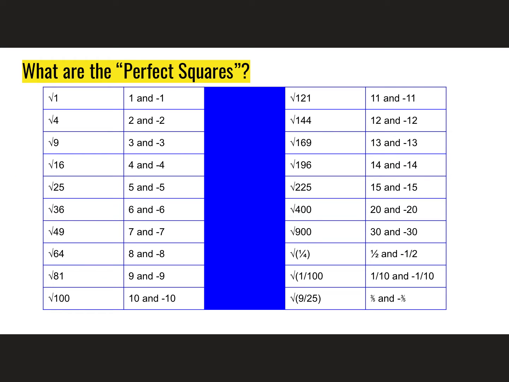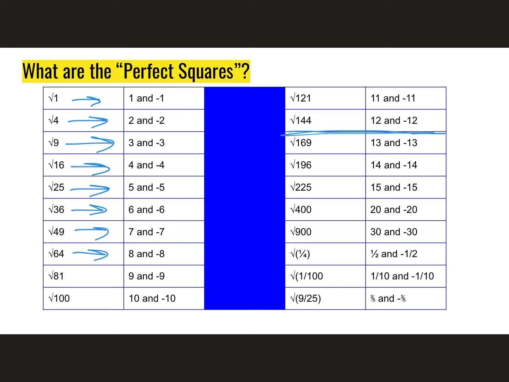So what are the perfect squares? So here are some perfect squares that you should know. The square root of 1 is 1 and negative 1. The square root of 4 is 2 and negative 2. And you'll notice I did give you this on your note sheet. The square root of 9 is 3 and negative 3. The square root of 16 is 4 and negative 4. 25 is 5 and negative 5. 36 is 6 and negative 6. The square root of 49 is 7, negative 7. 64 is 8 and negative 8. Keeps going.